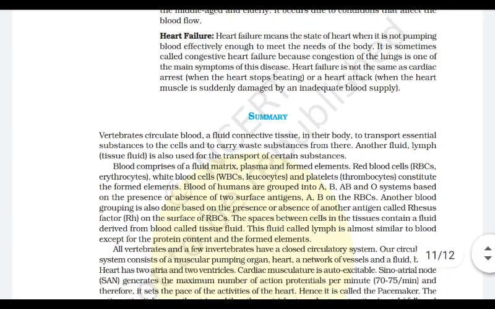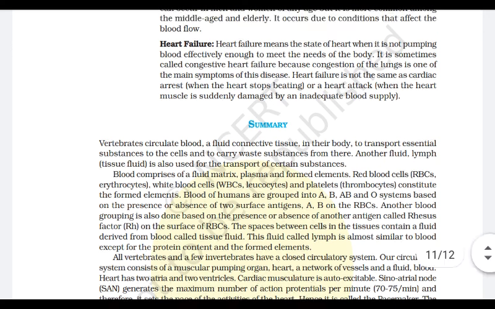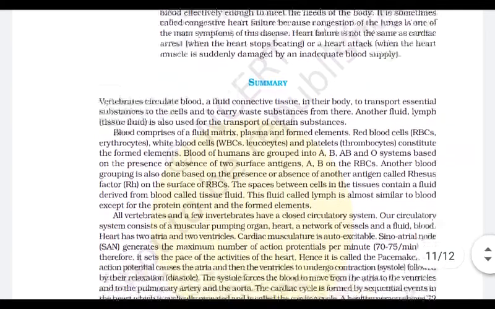The last is heart failure, when the heart is not pumping effectively to meet the needs of the body, due to many reasons like congestive heart failure. Due to the congestion of the lungs, this can occur, and this is very dangerous and many times leads to death.